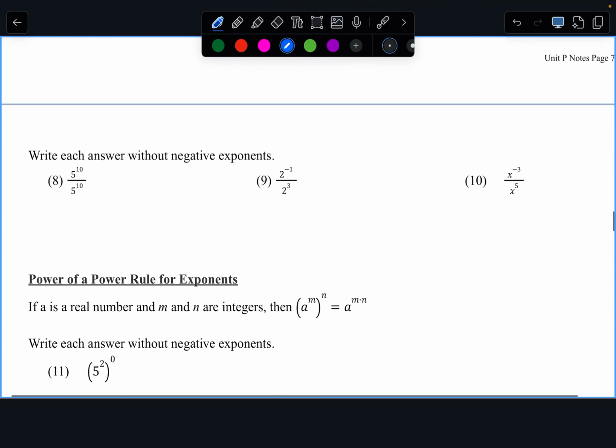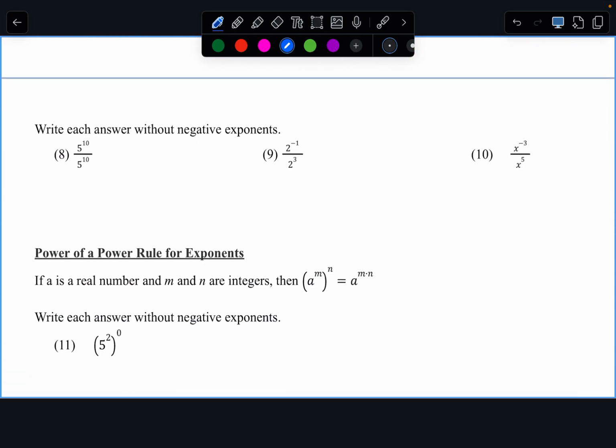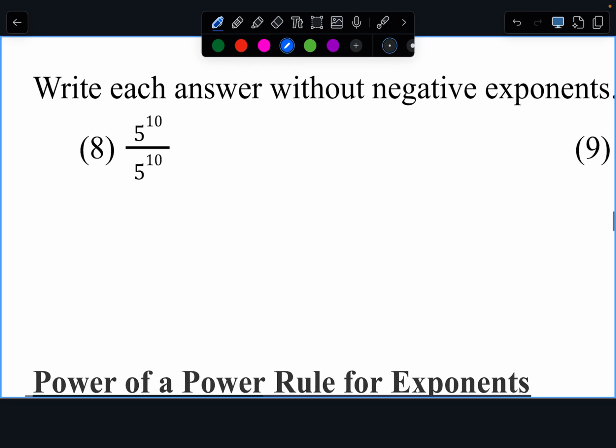Quotient rule. I think this rule is super silly. You can do top exponent minus bottom exponent as long as the bases are the same. You can also just ask yourself, where are there more, top or bottom? How many more? Number 8, what do you think the answer is going to be? 1. Yep. It's as easy as that.